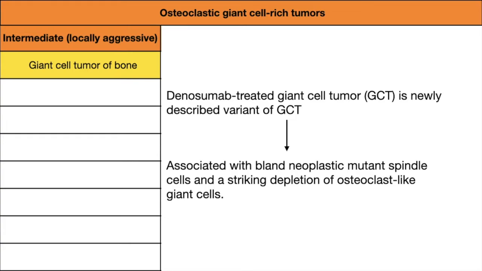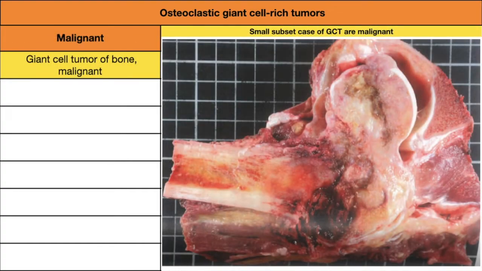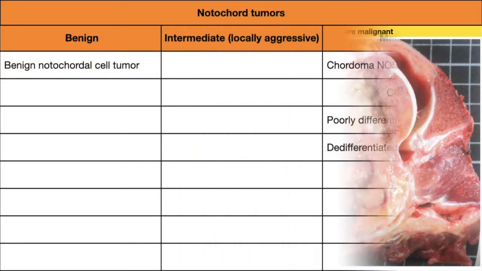The new terminology introduced in this classification is denosumab treated giant cell tumors. So this is a new variant of the GCT described. This is associated with bland neoplastic mutant spindle cells and a striking depletion of the osteoclast-like giant cells. In the malignant category, we have giant cell rich tumor of the bone. The same tumor rarely metastasizes, rarely becomes malignant.